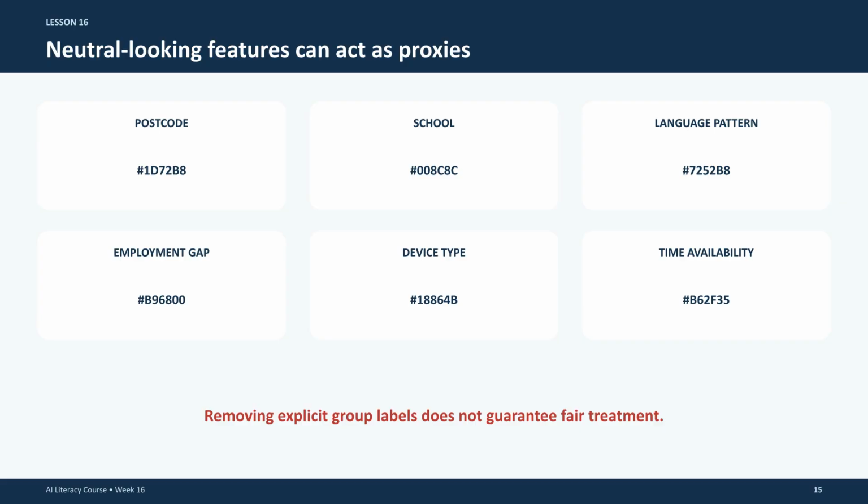Finally, be wary of proxy variables. Even if you remove explicit group labels, features like postcodes or language patterns can act as indirect proxies for sensitive information. Simply removing labels does not guarantee fairness.